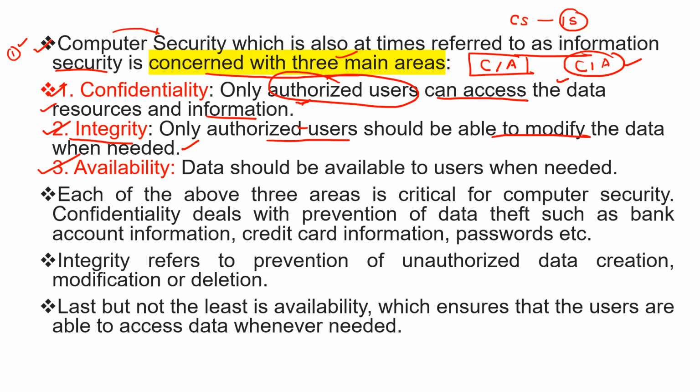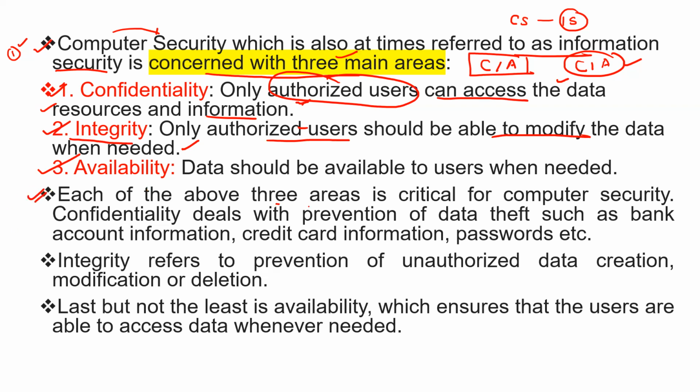Like when you have to transfer funds through mobile banking or net banking, it is available to all of you at every time. So data should be available to the users when it is needed. That is computer security, also referred to as information security. It is concerned with the three main areas, that is CIA: confidentiality, integrity, and availability.